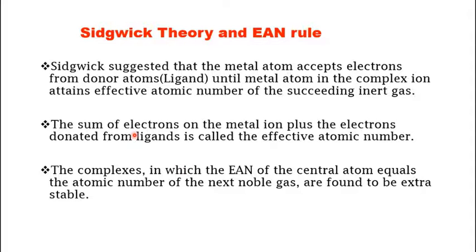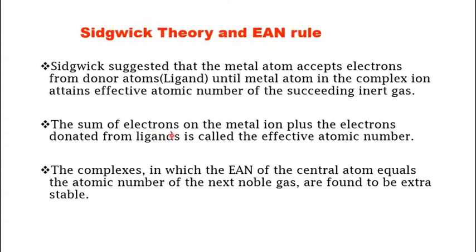Then the next topic is Sidgwick's theory and the EAN rule, the effective atomic number rule. Sidgwick was the scientist who suggested that the metal ion or the metal atom accepts electrons from the donor atoms, which are ligands in the coordination complexes, until the metal atom in the complex ion attains the effective atomic number of the succeeding inert gas. So he suggested that a metal atom tries to accept electrons from the ligands until it attains the effective atomic number.